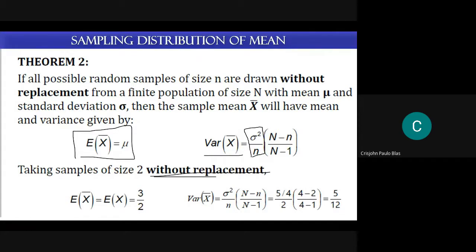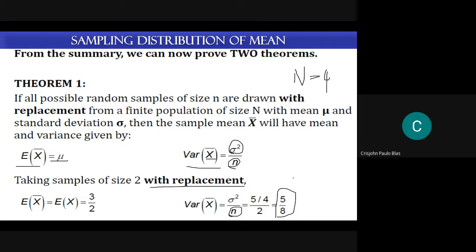So, the variance over the sample size n multiplied by the difference of the population size and sample size all over the population size minus 1. So, ito yon. Ang ating variance, population variance, is equal to 5 over 4. Our n is 2. That is the sample size of 2. Our capital letter N, or the population size, is 4 minus the small letter n, which is 2. So we have 4 minus 2. And N minus 1 is 4 minus 1.